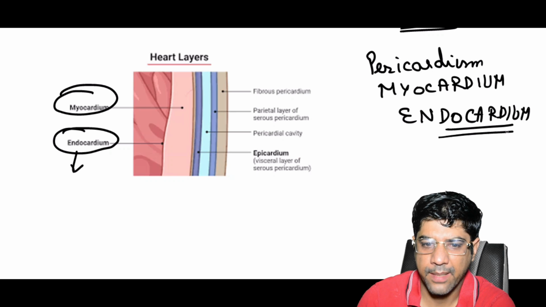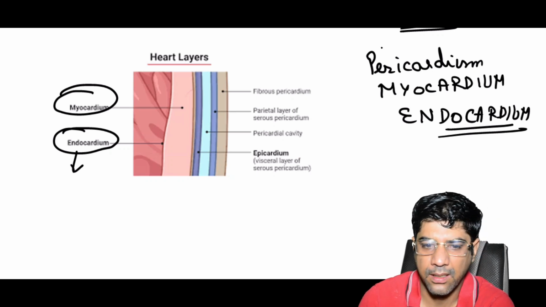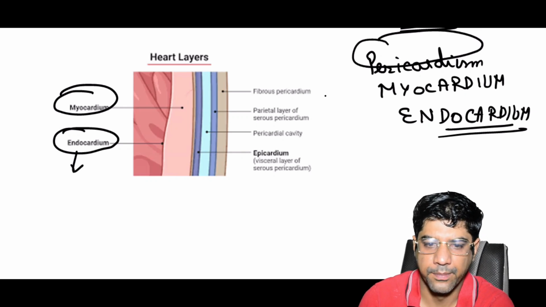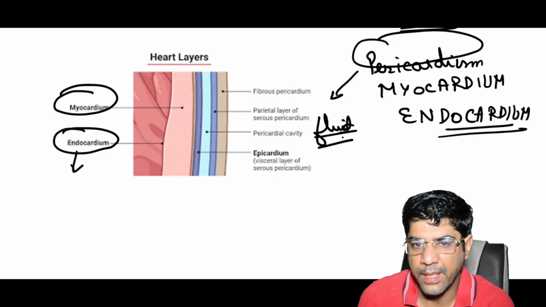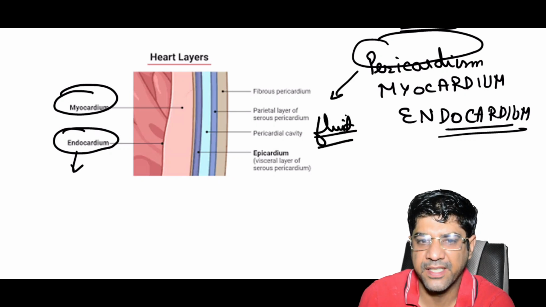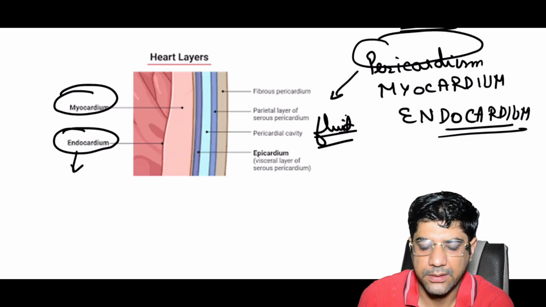The pericardium, remember, is the outer covering of the heart. It consists of an outer parietal pericardium and an inner visceral pericardium. The pericardial cavity, between these layers, contains a thin film of fluid. So why is this pericardial fluid important? It reduces the friction between the heart and pericardium during the heartbeat.